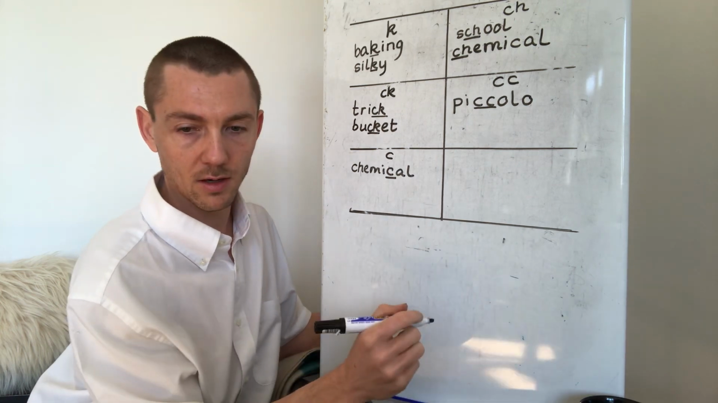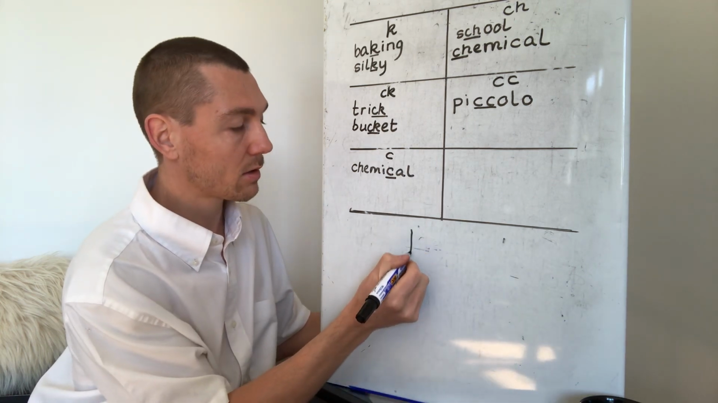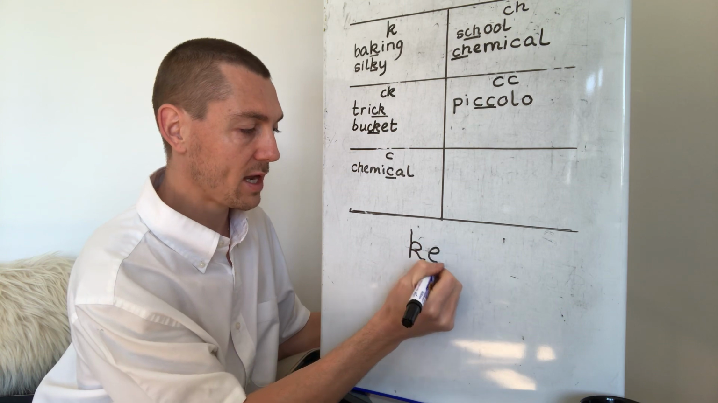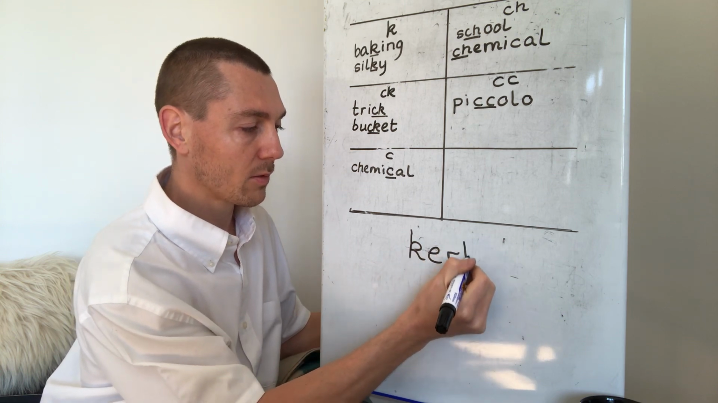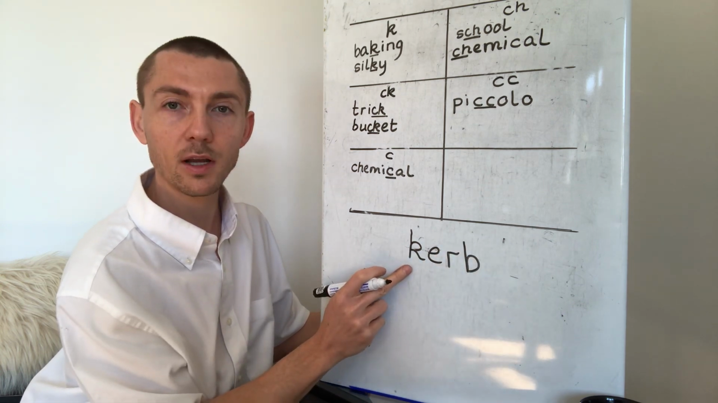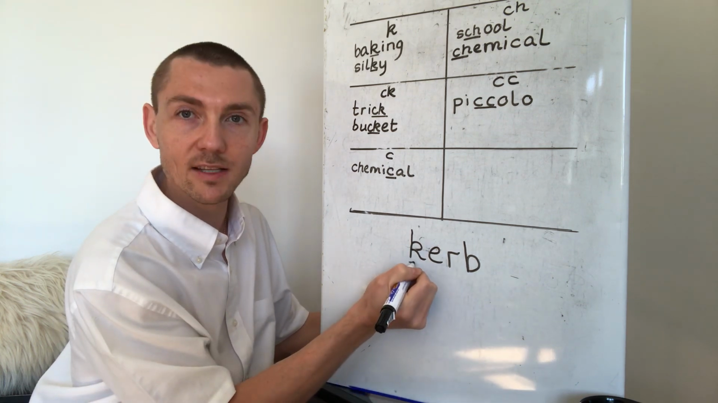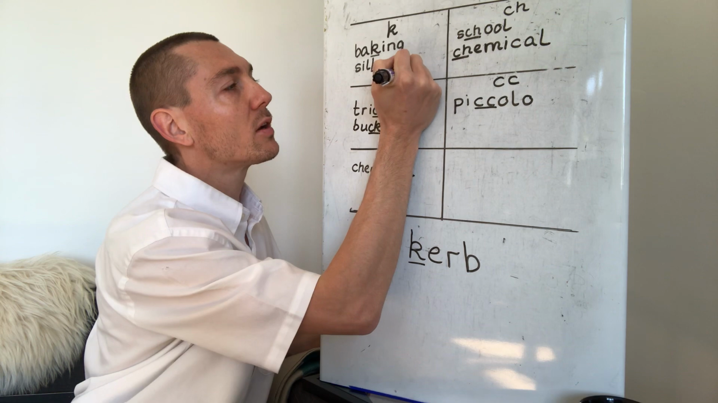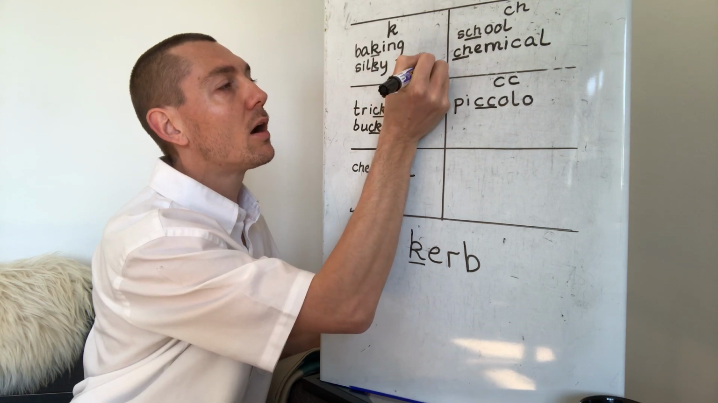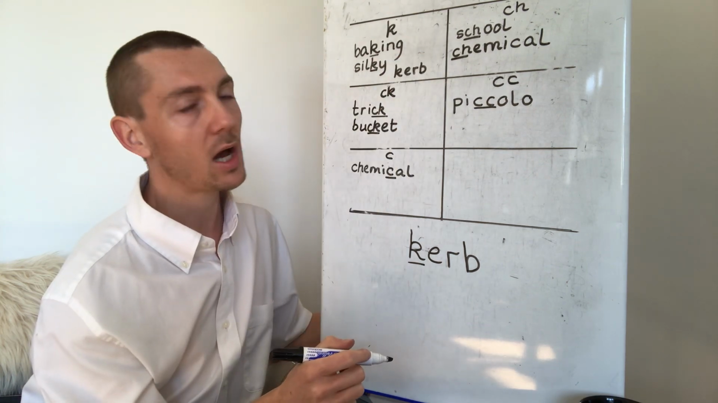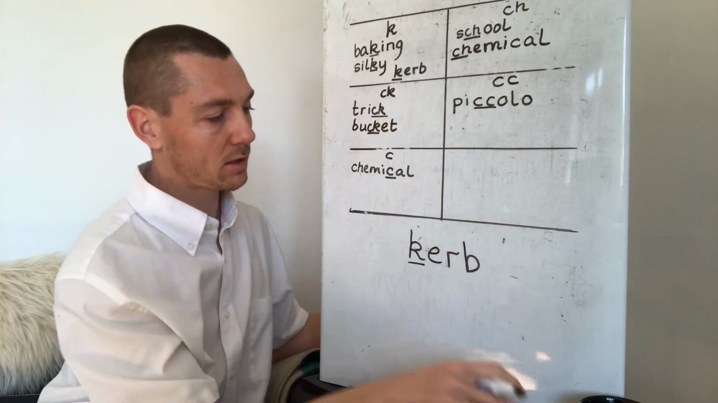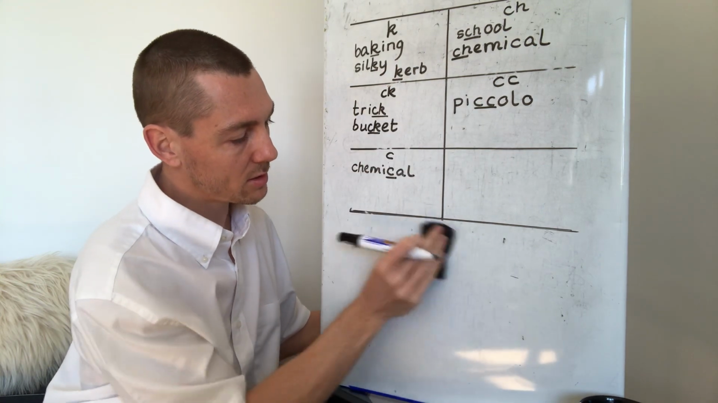Good. Okay, last one for today. 1, 2, 3. Good. Curb. And of course it's just the K spelling. So k, b, k, b. Curb. Good.